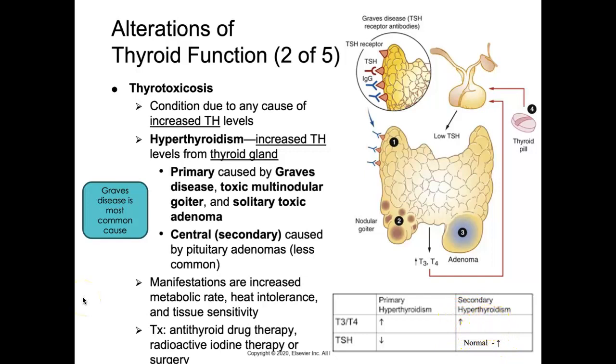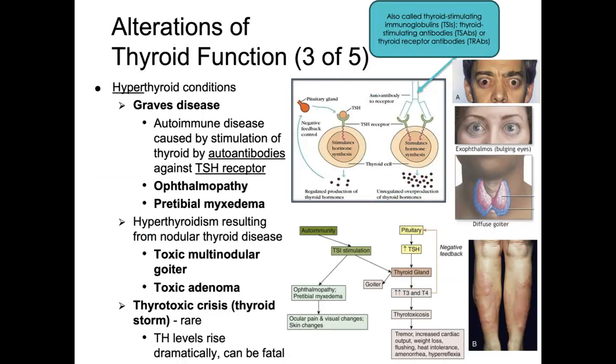Our clinical manifestations are increased metabolic rate, heat intolerance, meaning that people feel overheated when the temperature around them starts to just rise minimally, and then we've got tissue sensitivity as well. The treatment is going to be anti-thyroid drug therapy, radioactive iodine therapy, or surgery. So as I said, we'll go through the diseases here.